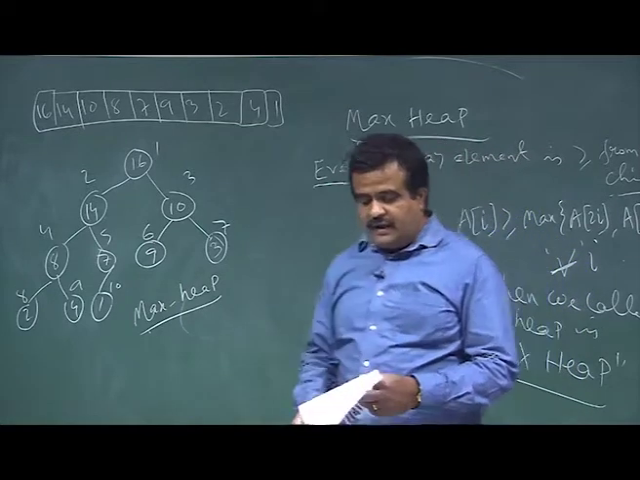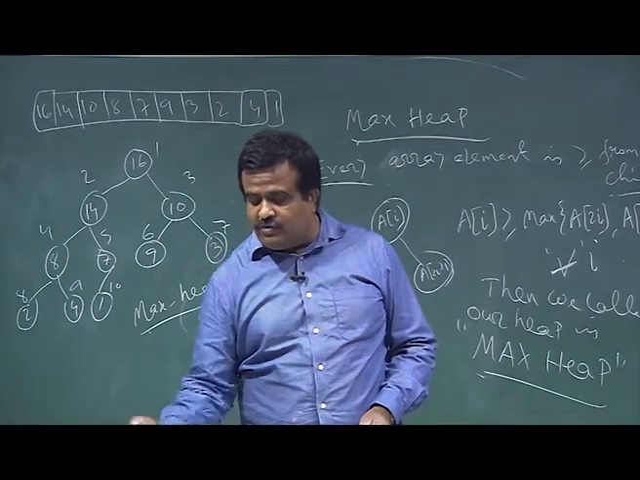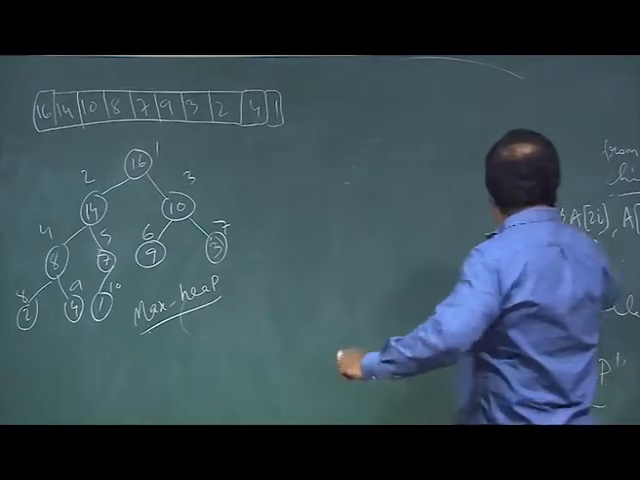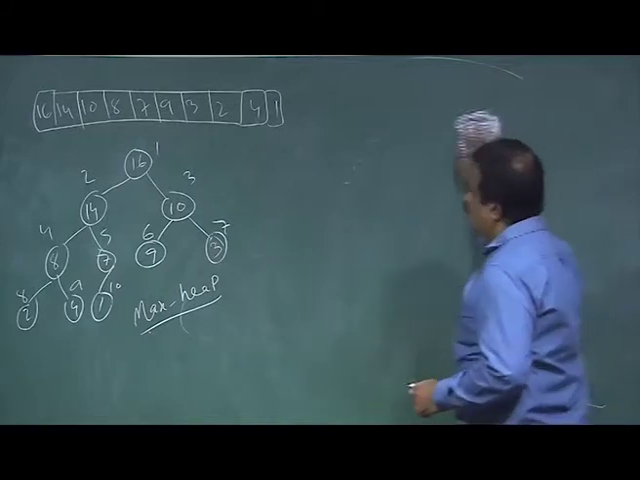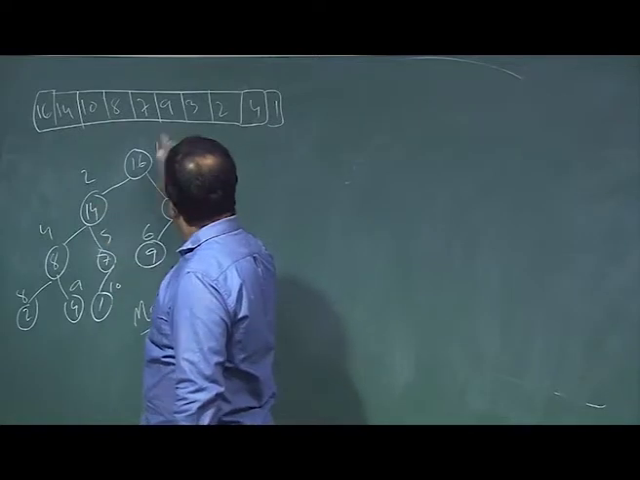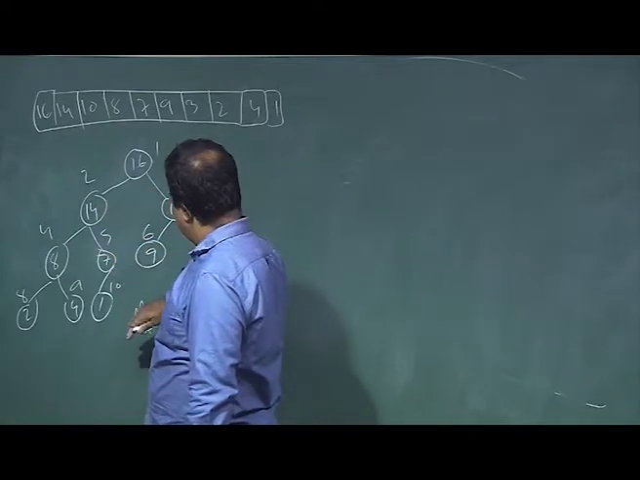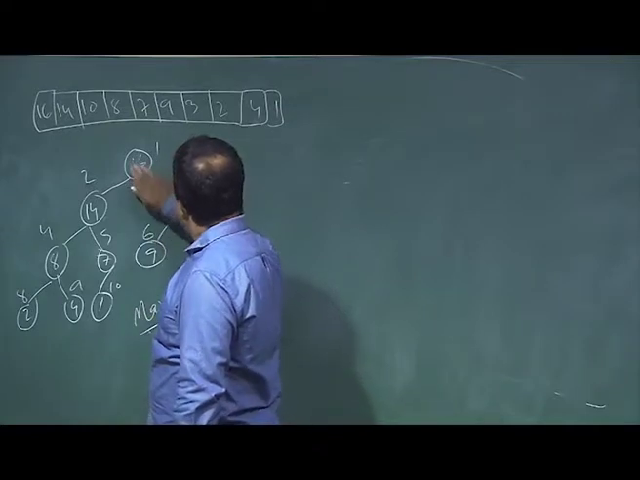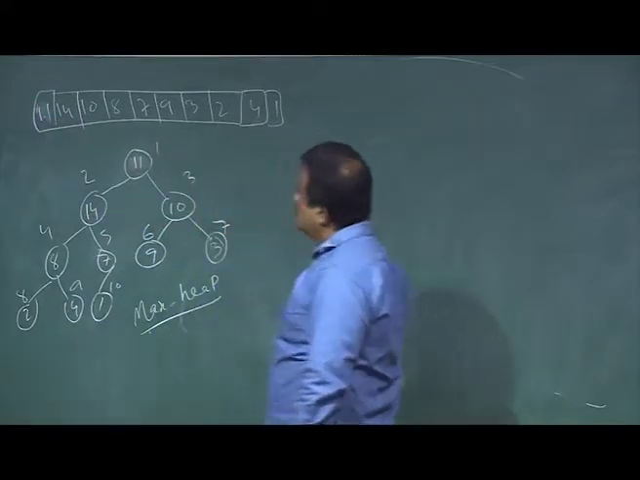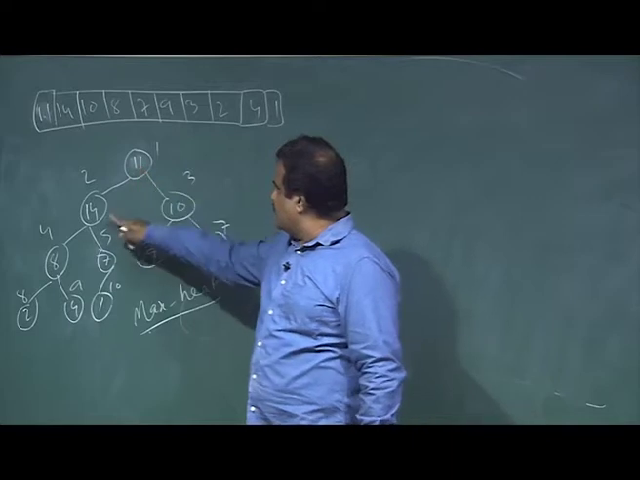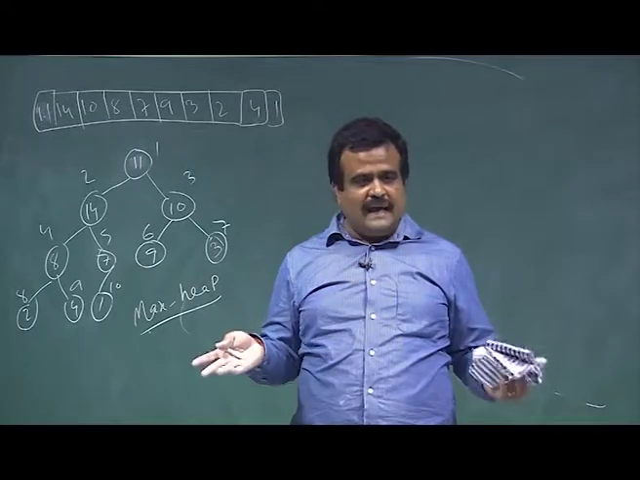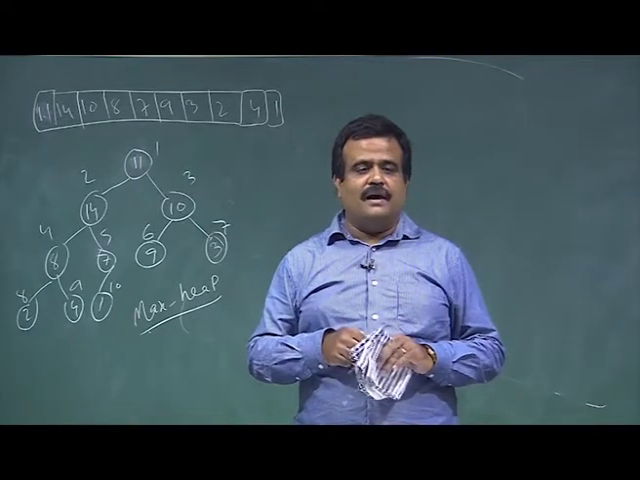Now, the question is, given an array, in general we may not have a max heap array. Suppose instead of 14 we have 9, and instead of 16 suppose this is 11. If this is 11, then this is not a max heap array, because this element is not greater than its child. So now the question is, given an array, how can we make it a max heap array.